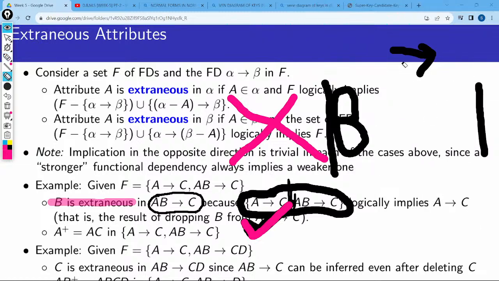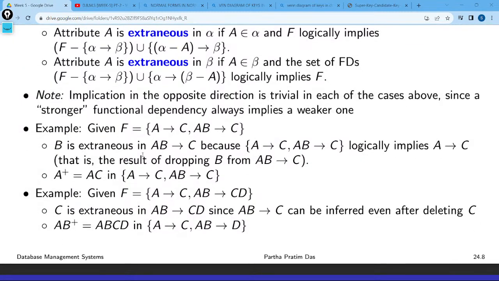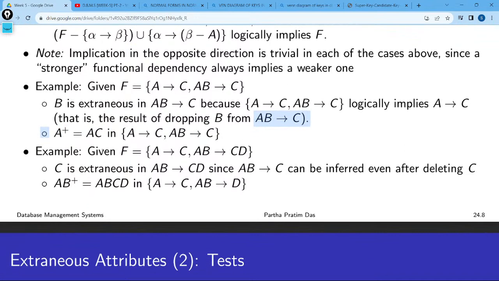Let me remove this. All right. A plus is equal to A, C. Okay. Let's solve another example. Since A implies C, and AB implies CD, then C is extraneous in this case. We can simply remove C.